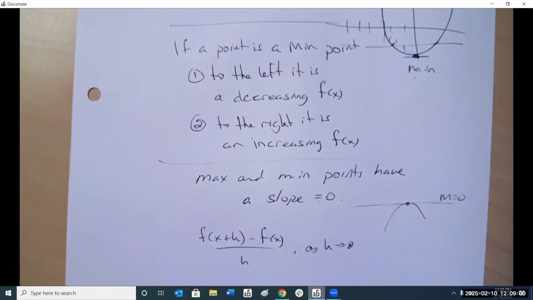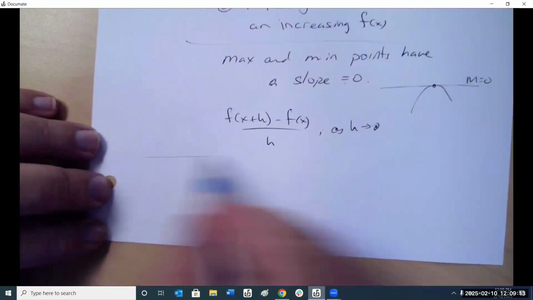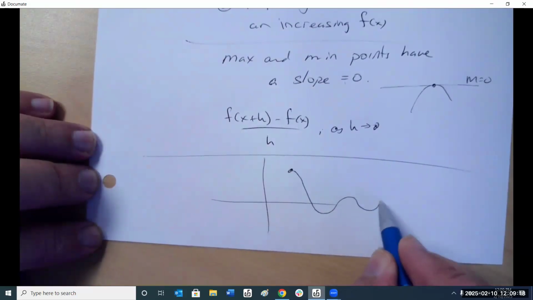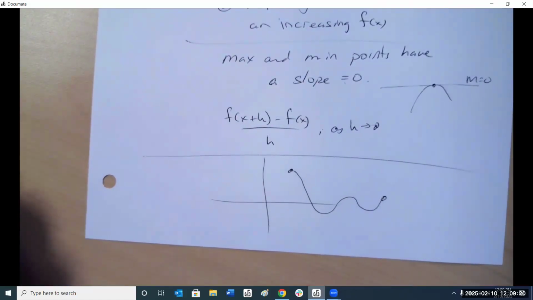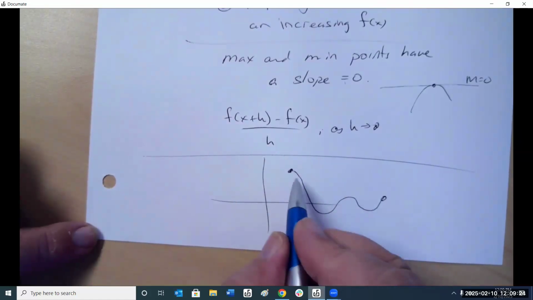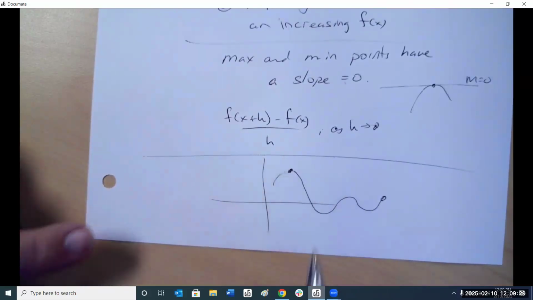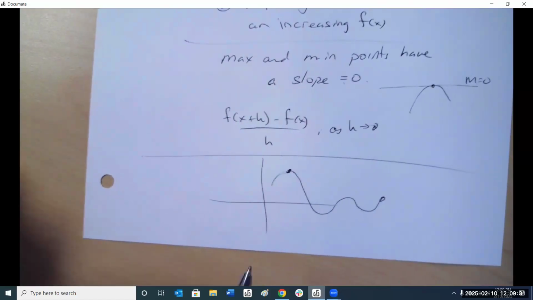Okay. What if you have a function and it has a point on it that's higher than all the other points, but there's nothing happening to the left of it and something happening to the right of it? Like that. We wouldn't know the slope of that one. You can't define it, because it has to be the slope of the tangent to it.